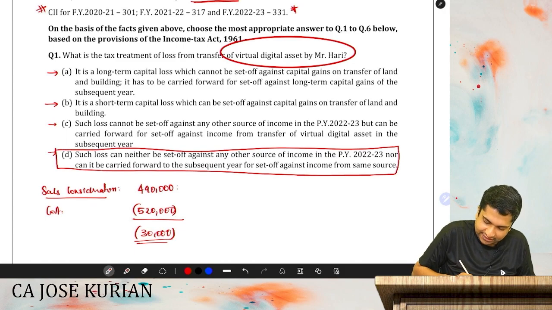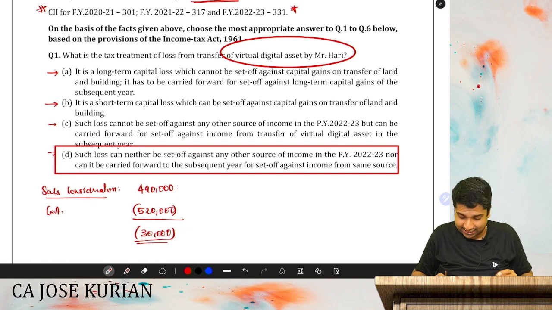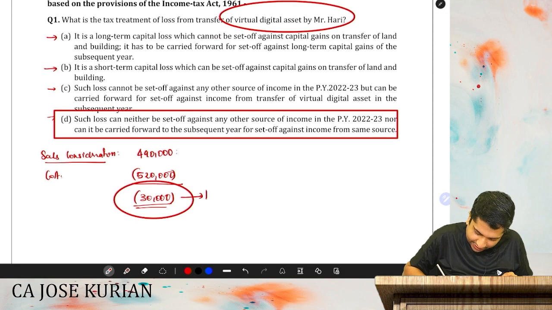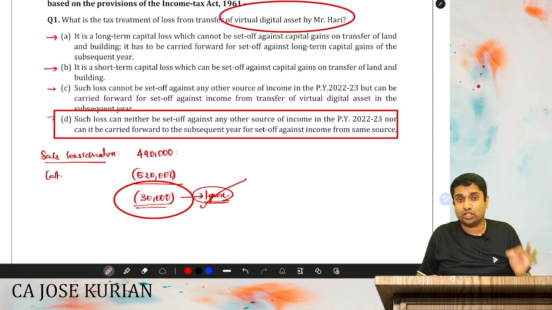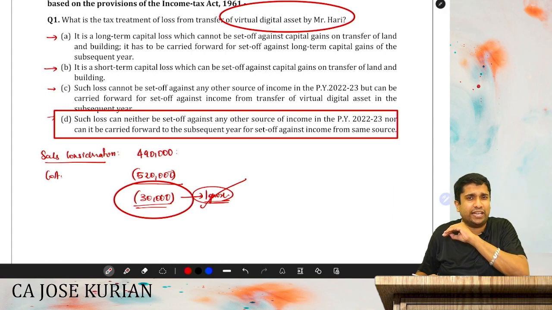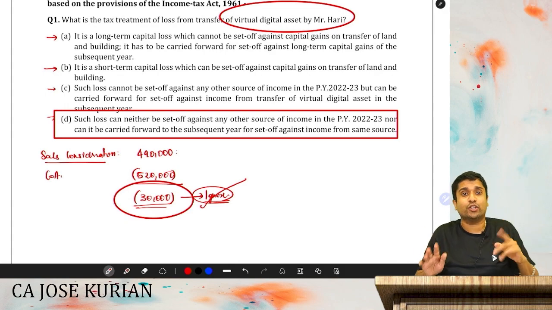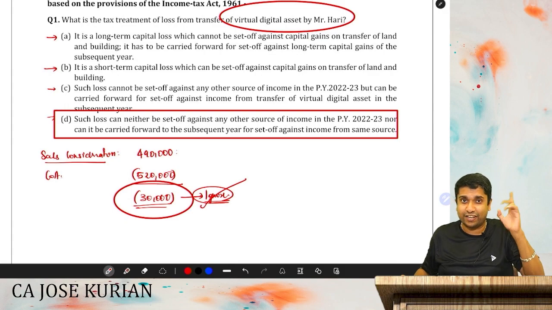If you have incurred loss on transfer of virtual digital assets, that means this 30,000 rupees loss, you need to simply ignore it. You are not supposed to claim it as a deduction from any other income, nor can you carry it forward to the subsequent year as well. I hope it is clear for you.